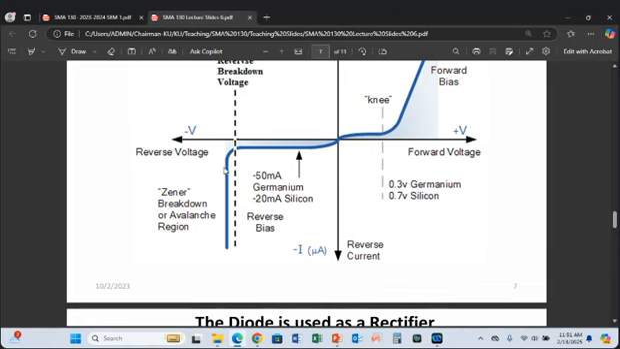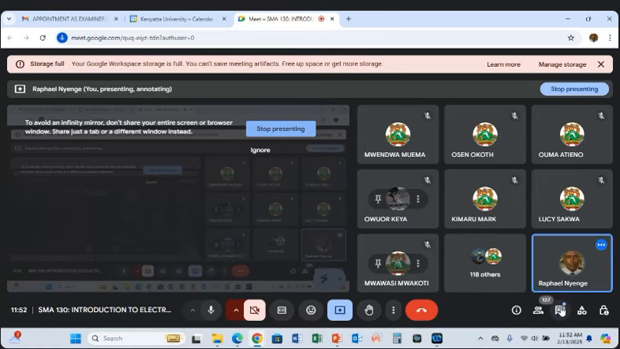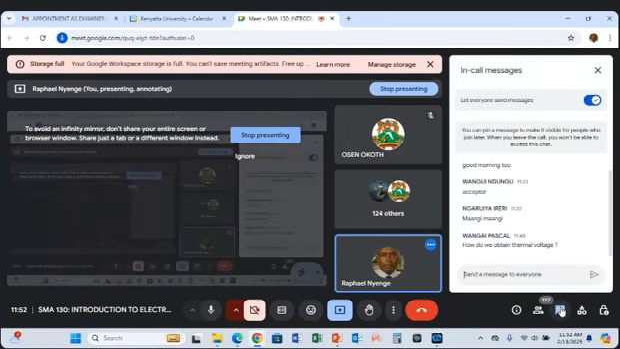But at some point, which we call the breakdown voltage, the current suddenly increases. For a very small increase in voltage, current increases sharply. At this point the PN junction breaks down, and that's why we call it the reverse breakdown voltage.